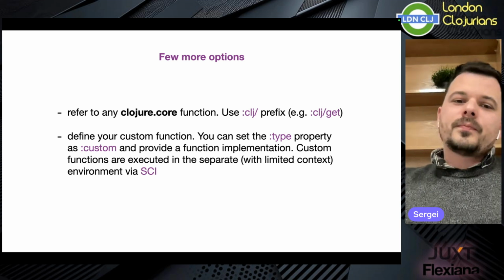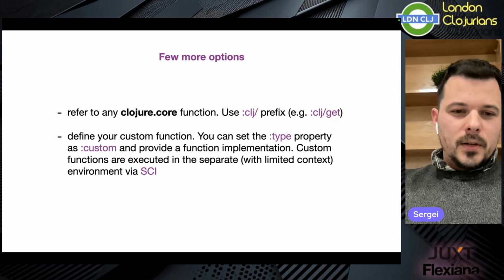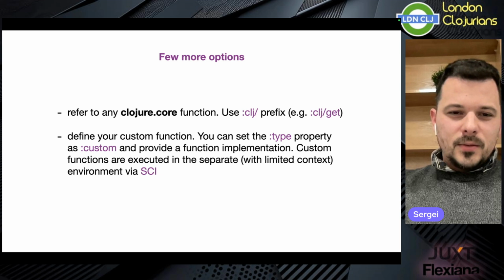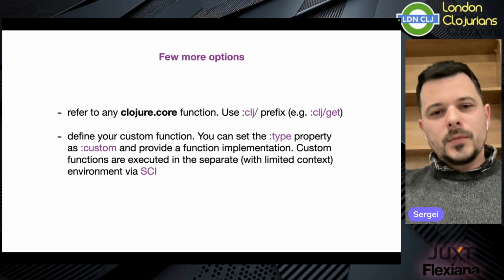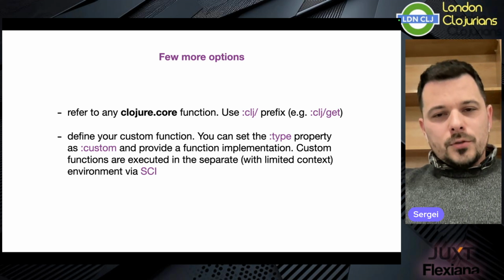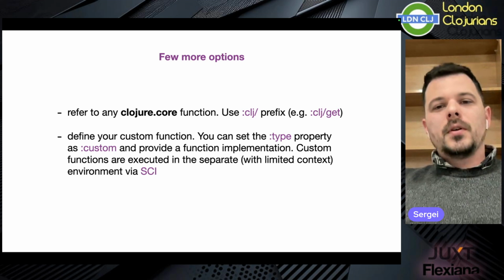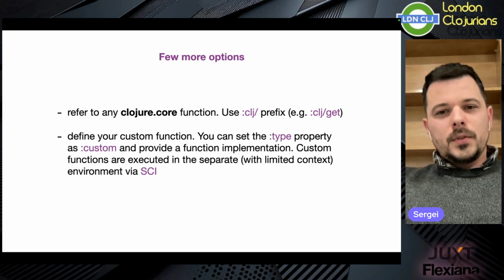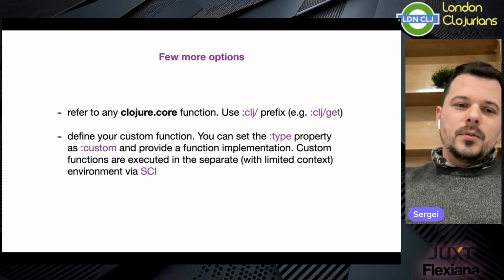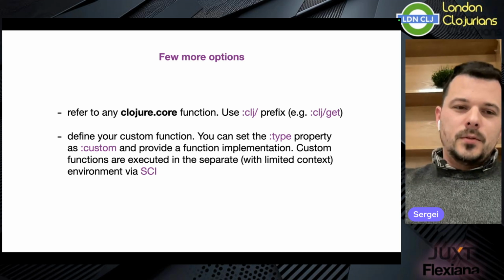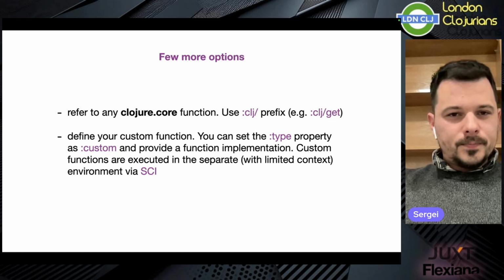So yeah, we're limiting the context of the functions to be more safe. And you can refer to any Clojure built-in function if you use clg/ and then the name of the core function. So you can use an action that refers to the Clojure core function.